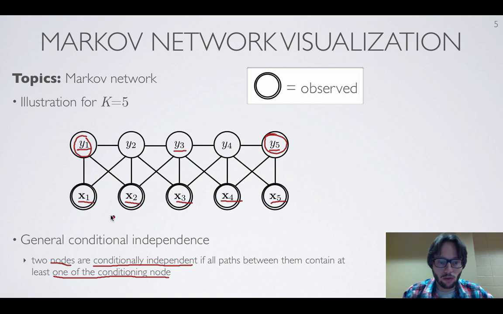So each path that goes through an x node would be blocked by the x node that's observed, that I'm conditioning on. And if I'm assuming I'm also observing this, well then any path that stays up like this and goes through y3 is going to contain a conditioning node. So it's going to be blocked in a sense. And so for that reason, we could say that y1 and y5 are conditionally independent, given x1 up to x5 and y3. So that's a useful property of the Markov network. It allows us to identify a lot of conditional independencies very easily.